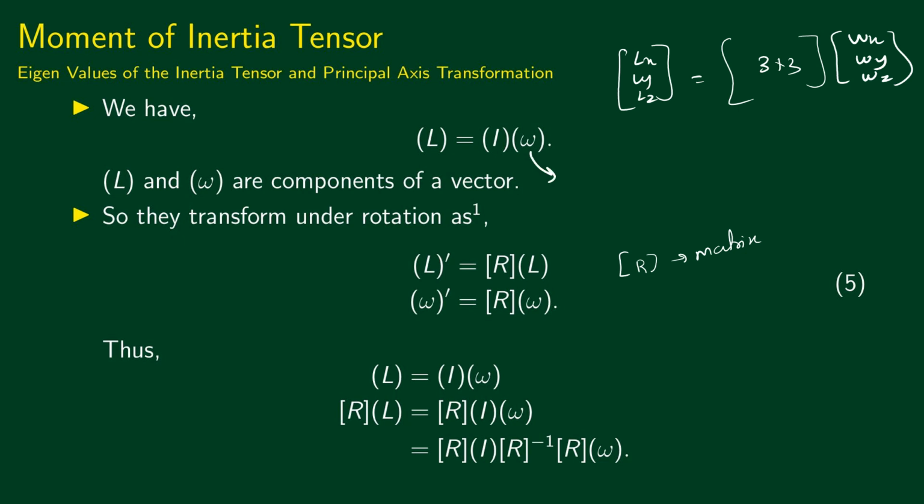This is a first rank tensor. Here we have a matrix in square brackets. These are not the elements of a tensor. This is just a transformation matrix. Now let's look at the defining equation: L is equal to I omega.